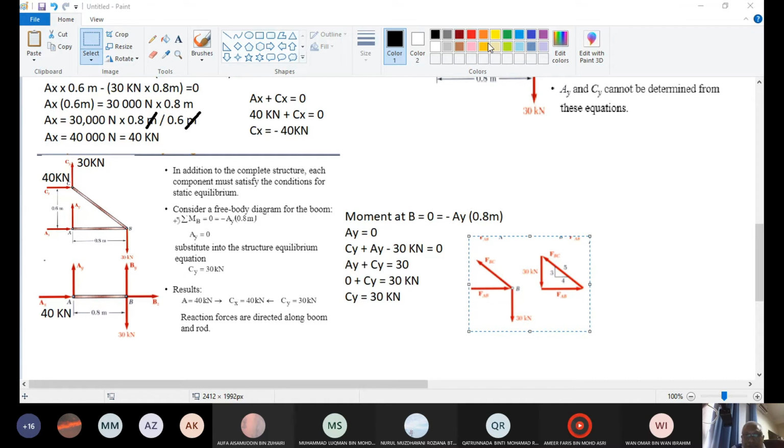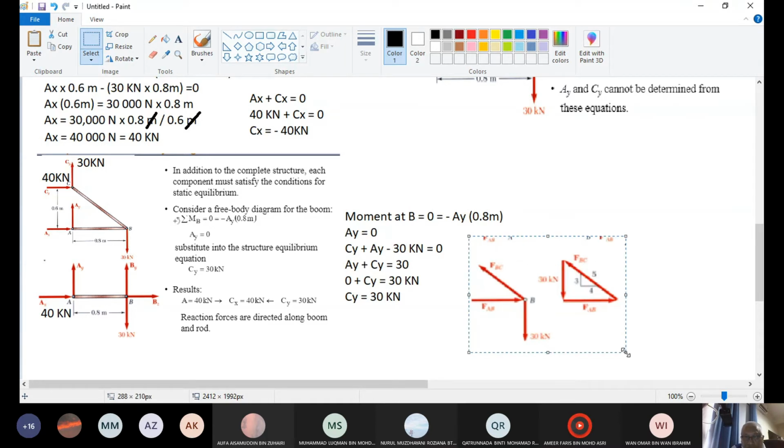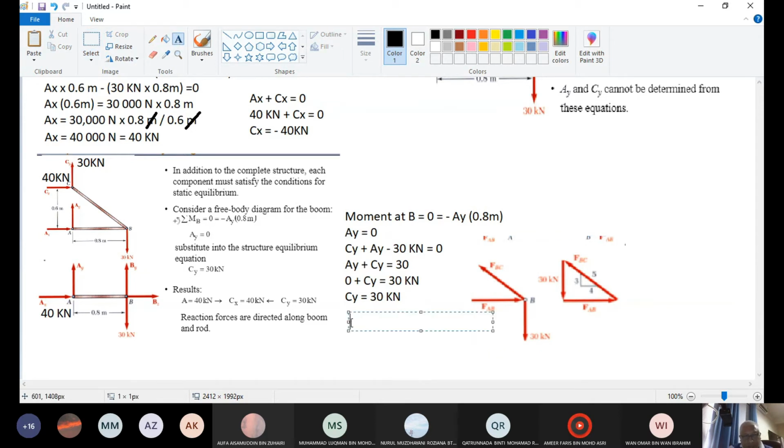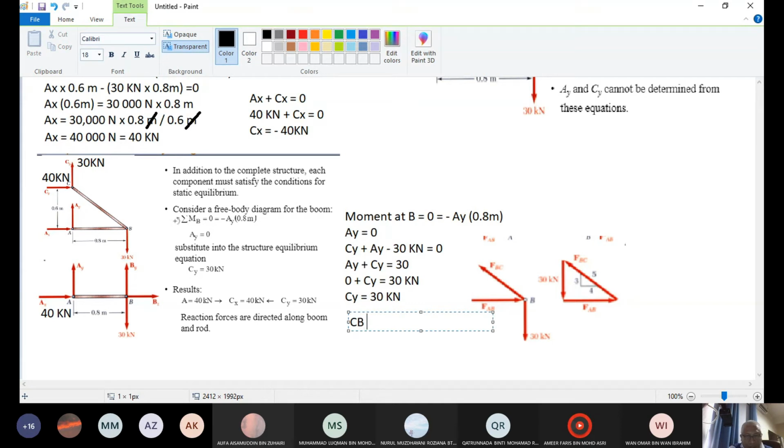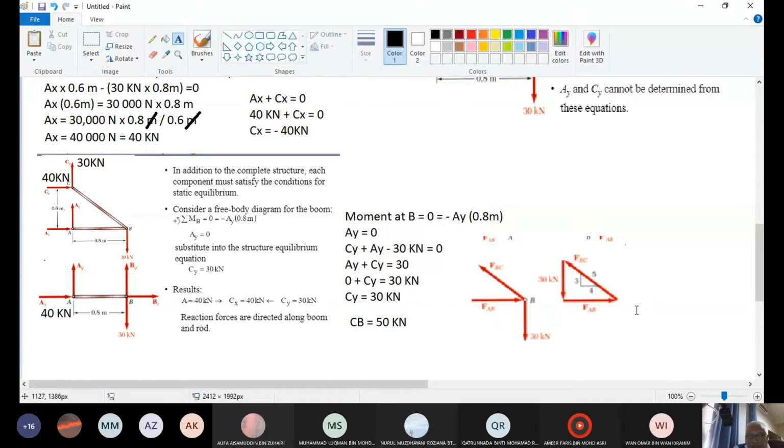We resolve this. We consider this point. This is the point here, 30 going up, 40 going this direction. We will get CB is 50. So now what we have, CB equal 50 kilonewton. This is theorem Pythagoras.